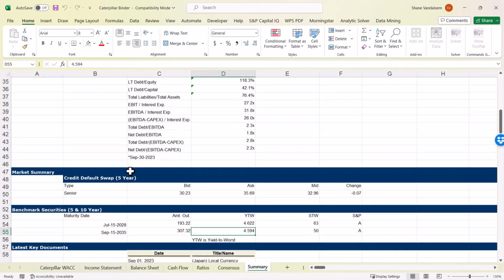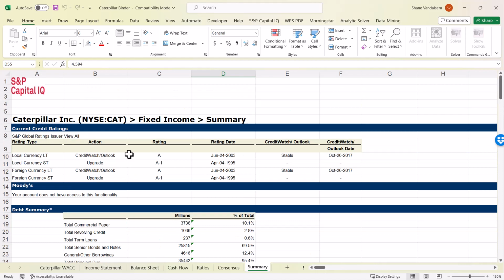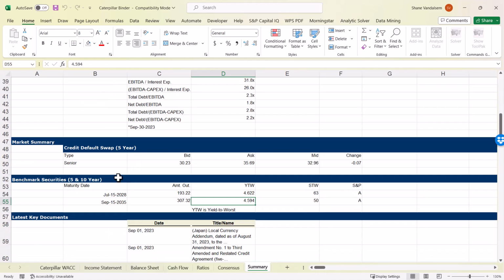and I'm going to scroll down from the top to benchmark securities. Sorry, I didn't have it at the top here. So we have two benchmark securities here, and Standard & Poor's Capital IQ usually provides the information in this format. They usually have a bond that matures in 5 years and one that matures in 10 years. This one's a little bit longer than 10 years because it's the closest one that they have to a bond Caterpillar has maturing in 10 years.